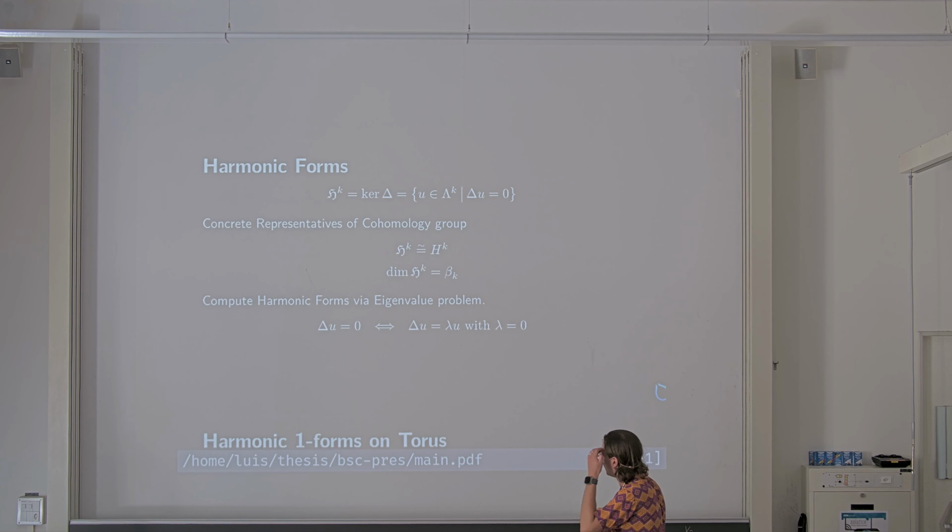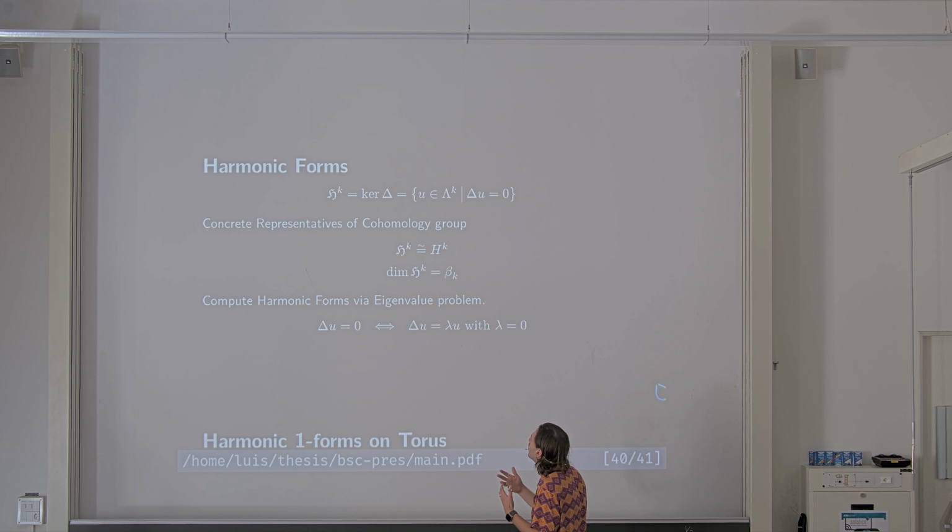Now let's look at one result I computed using my library. For this, I want to quickly talk about harmonic forms. Harmonic forms are concrete representatives of the cohomology group of differential forms. Since they are isomorphic to the cohomology, there is basically more or less one harmonic form for each hole we have. There's a whole linear span of them, but we can single out one.